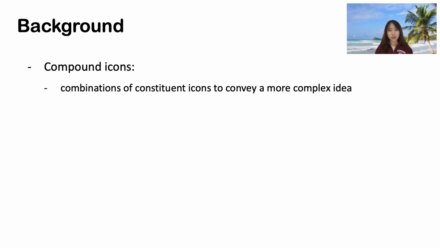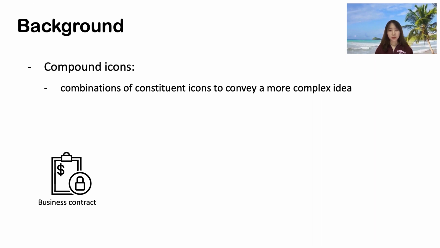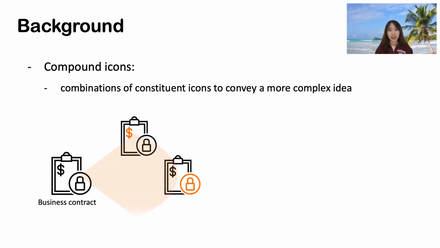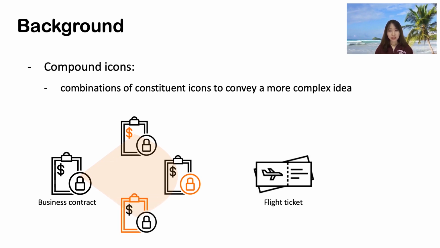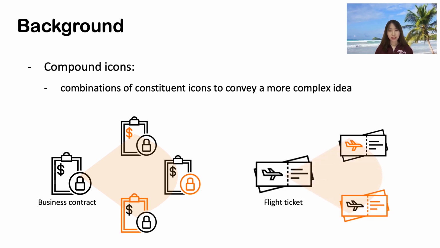To transmit complex information, an icon is often composed of simpler sub-icons, corresponding to basic, easily recognizable concepts. For example, the icon for business contract is composed of a $ sign for business, lock for security, and clipboard for contract. The icon for flight tickets is composed of an airplane and tickets.